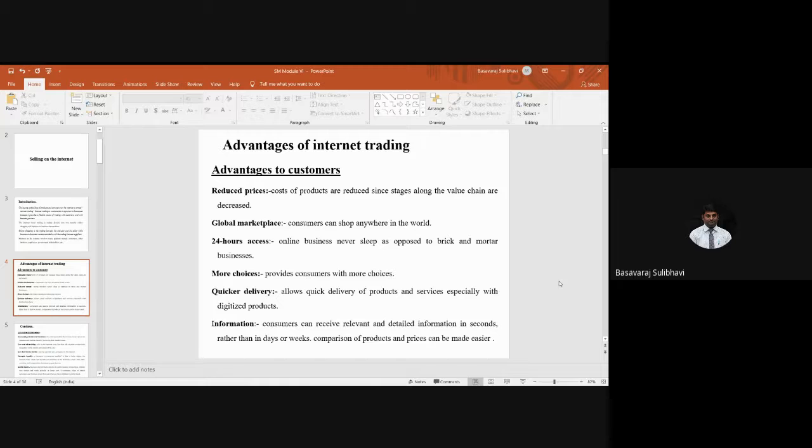Then we have quicker delivery. It allows quick delivery of products and services, especially digitalized products. The internet, or e-trading, reduces the time period for products to reach your place. This is a very competitive strategy which is nowadays used by almost all internet sites that are into trading. Giving a competitive price but making the customer wait longer for the products can also lead to dissatisfaction among customers.